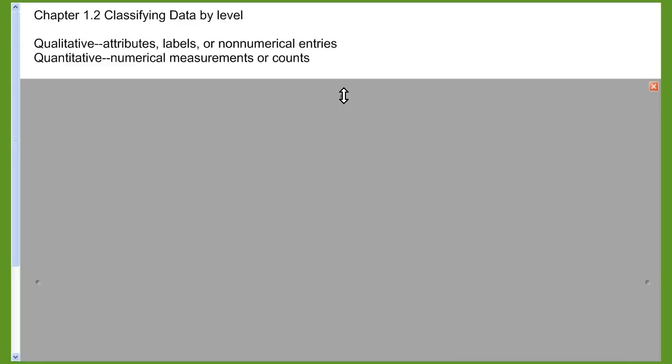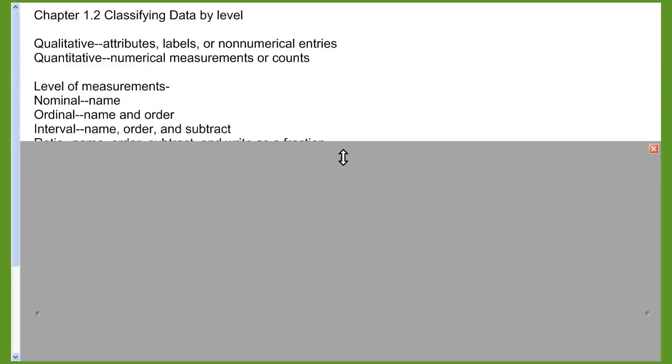This is a video to help you with Chapter 1.2, Classifying Data by Level. I'm going to describe the types of data first, and it's qualitative and quantitative. Qualitative is always attributes, labels, or some non-numerical entry. With quantitative, you're talking about numbers where you're counting things. So we're going to classify first by types of data, and then we're going to classify by the level.